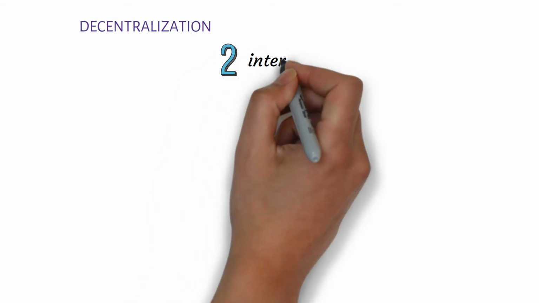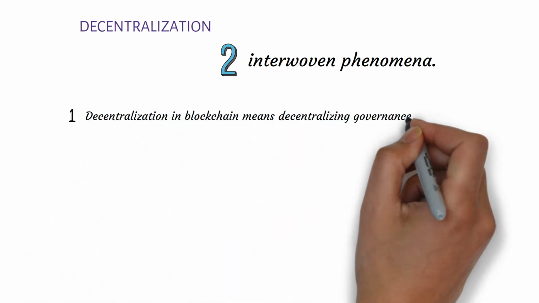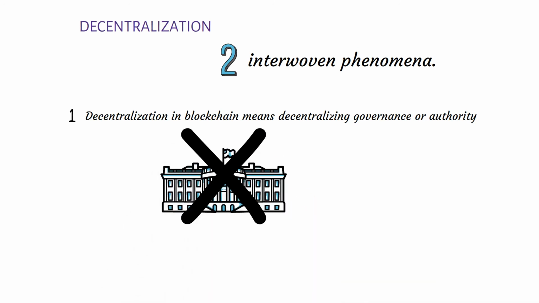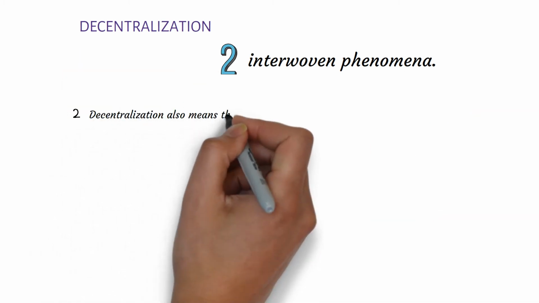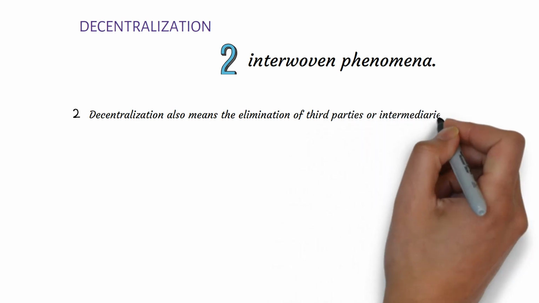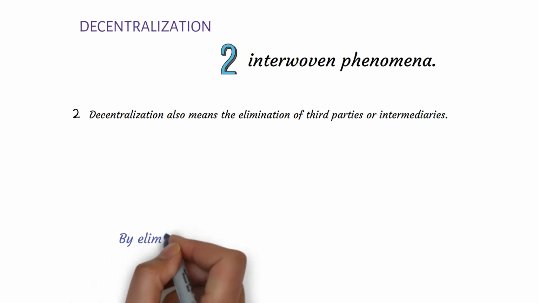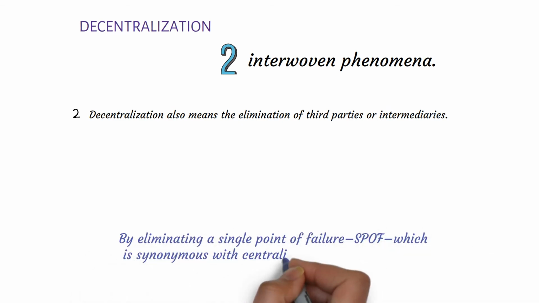Decentralization. Decentralization in blockchain represents two interwoven phenomena. 1. Decentralization in blockchain means decentralizing governance or authority, i.e., it is not controlled by any central authority. No single person is calling the shots. 2. Decentralization also means the elimination of third parties or intermediaries. Decentralization partly secures the blockchain by eliminating a single point of failure (SPOF), which is synonymous with centralized networks.